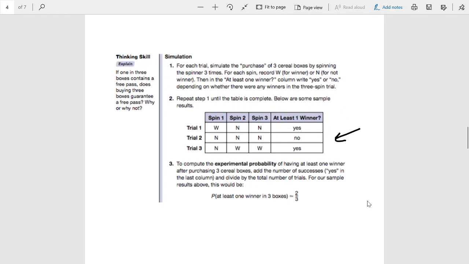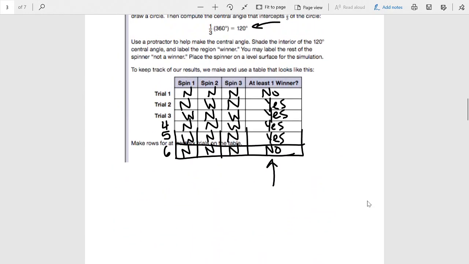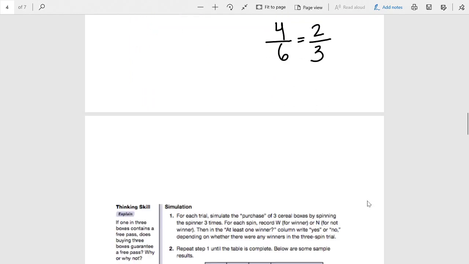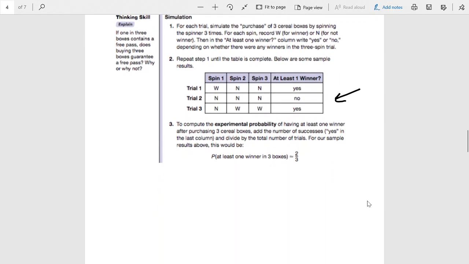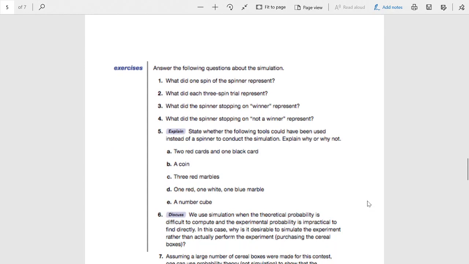Number 3, what is our experimental probability of having at least 1 winner after purchasing those 3 cereal boxes? Well, we're actually looking at this column here, saying out of our 6 big trials, how many did we get as winners? And in my case, I got 4 out of 6. Yours might look different, but regardless, we get 2/3 as my experimental probability. Actually, same as theirs, but it doesn't necessarily mean that it's always going to happen like that.